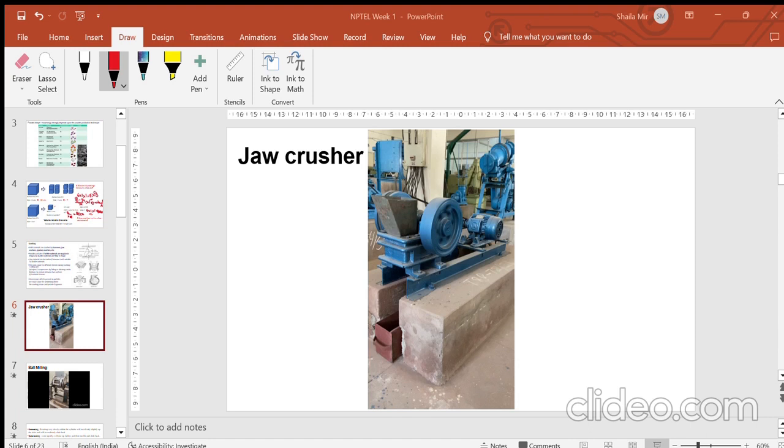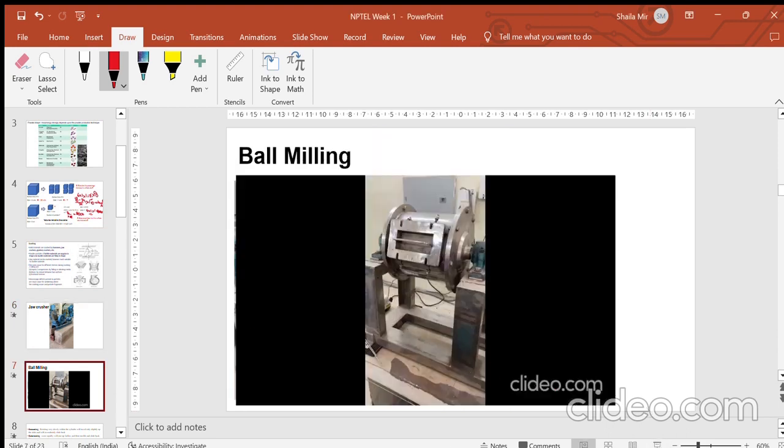So, can anybody tell me how you identify the two processes, the jaw crusher and the ball milling? Which mill or which technique or machine will help you to get more finer powder? Will it be the jaw crusher, or will it be the ball milling? Out of the two processes, if you want to achieve a finer particle size, which is the process that you should adopt?